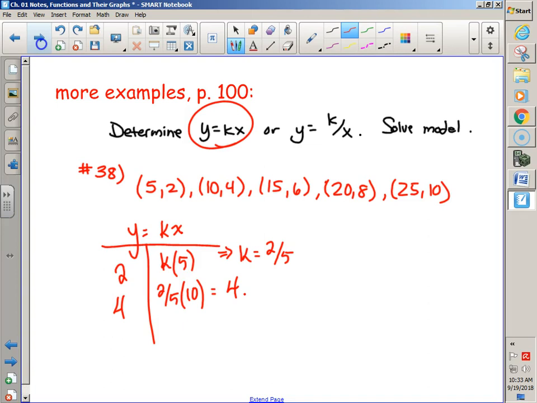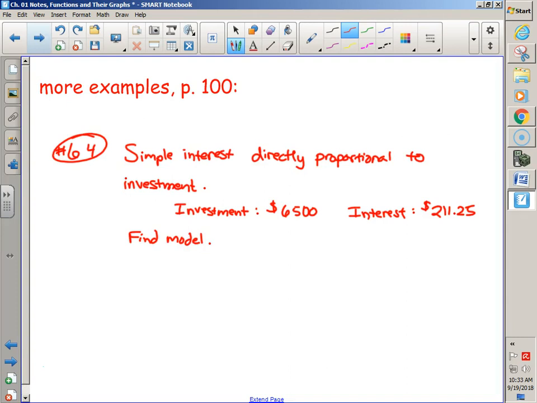Yes, directly proportional. Solve the model. Oh, I just did. What's the model? y equals 2x over 5 or 2/5 x. Same thing. Multiplication by 2, division by 5. Ooh, what about this guy?